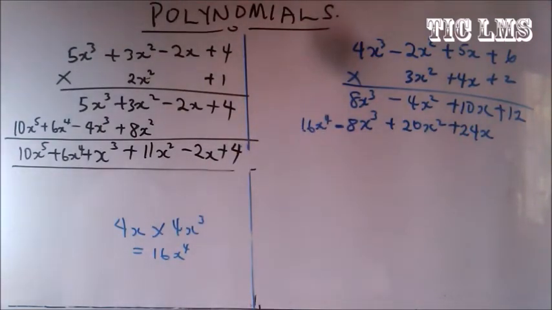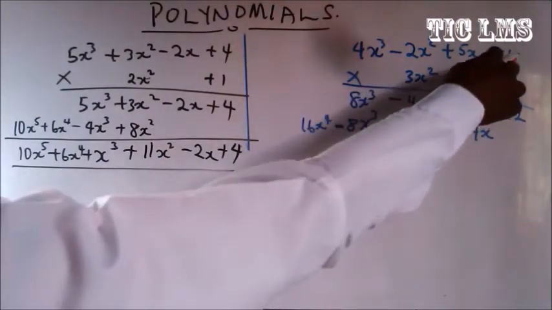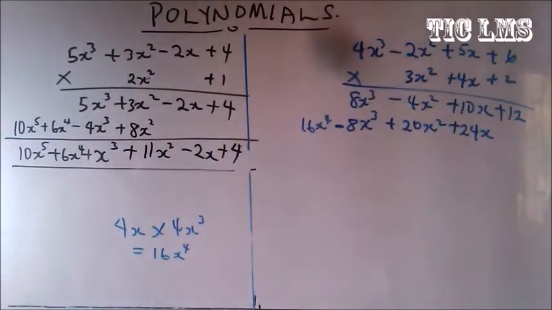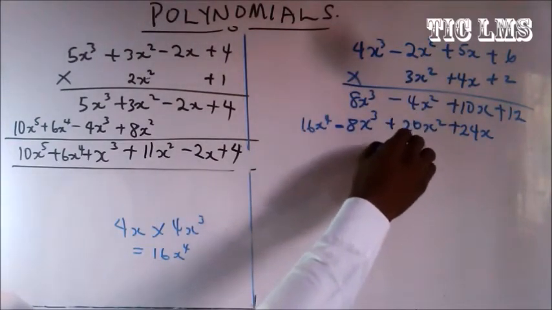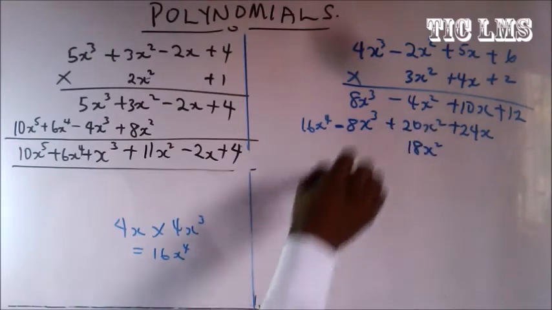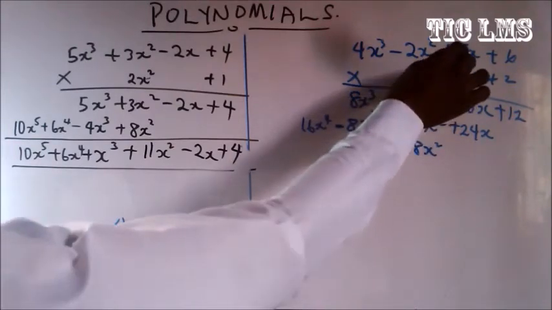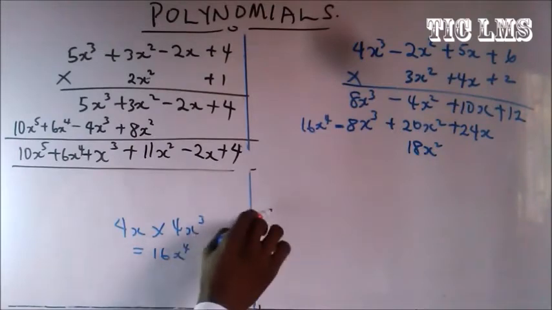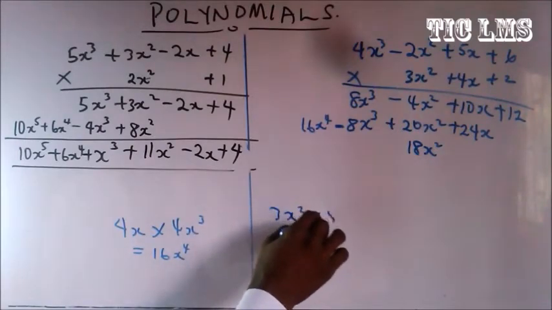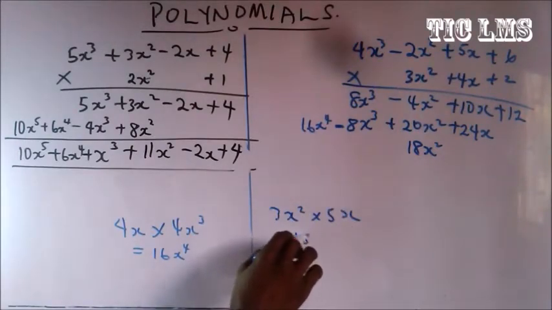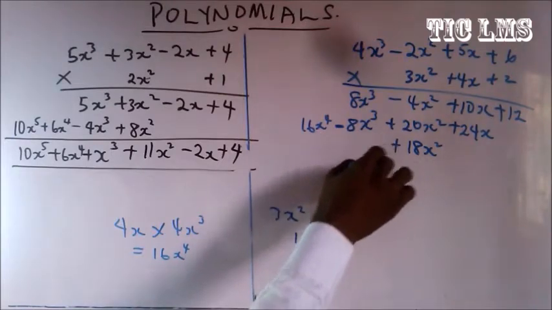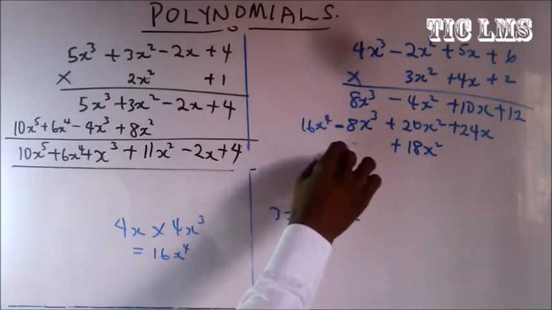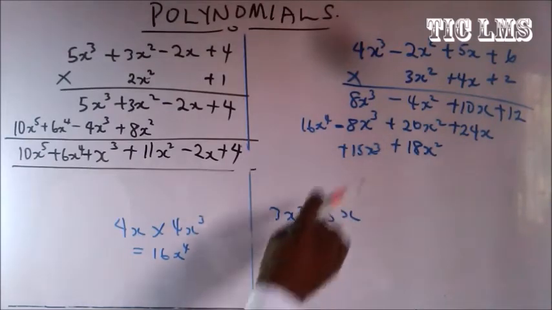Next, we are going to use this 3x squared to multiply all this. 3x squared times 6. That's 3 times 6 is 18x squared. Then 3x squared multiplied by 5x. That is 3x squared times 5x. 3 times 5 is 15x to the power of 3. So we have plus here, and that will give us plus 15x raised to power 3.